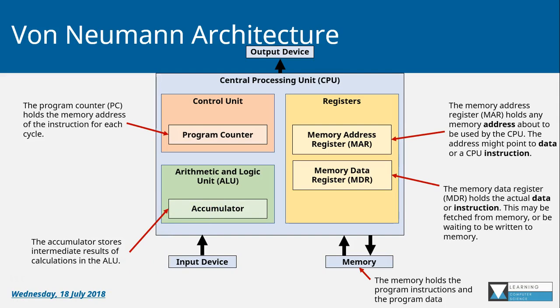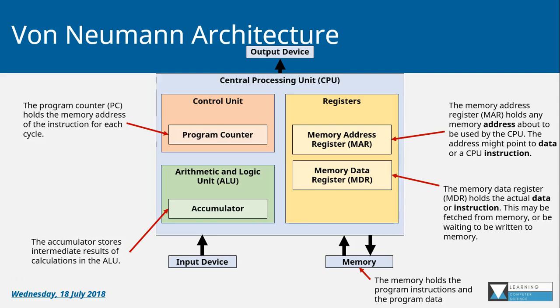Next we've got the registers, which are quick types of memory that things get stored in. Inside these registers are two examples: the memory address register, which stores the address of the instruction or the data, and the memory data register, which is what actually holds the data or instruction. Okay, so that's a quick recap of the von Neumann architecture.